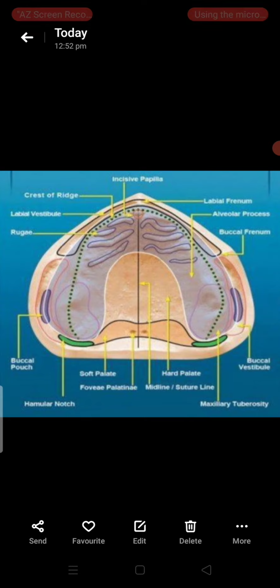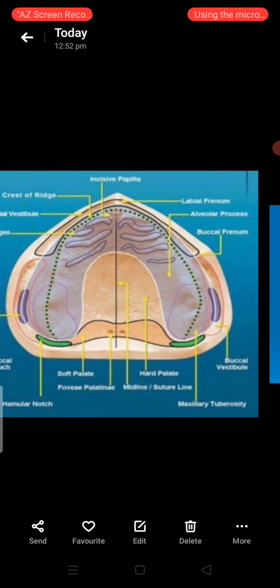Now come to the relief areas. Anteriorly there is the incisive papilla, which is a relief area. In the middle there is the mid-palatal suture and the mid-palatal raphe, which is present in the mid-palatal suture, and posteriorly is the fovea palatini. Now come to the detail of each structure.